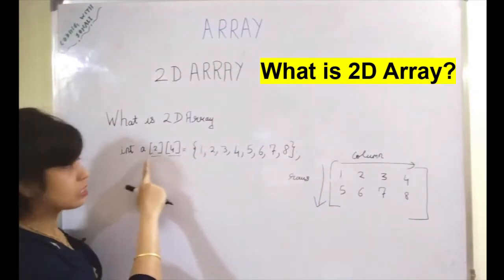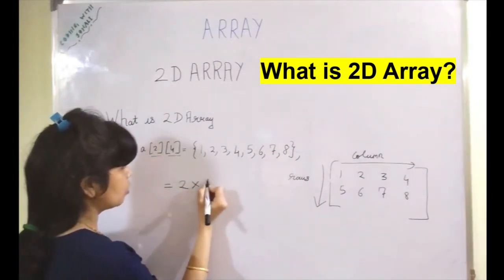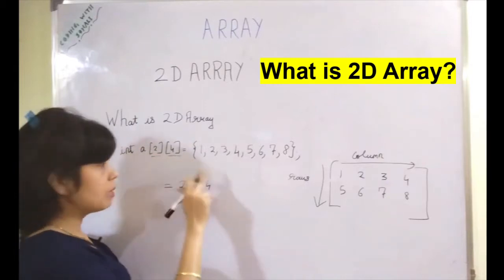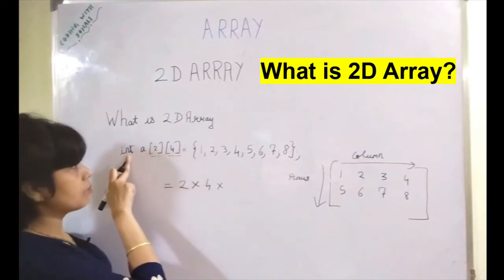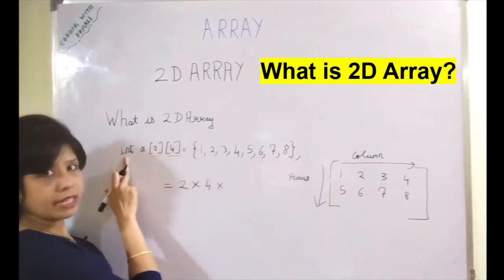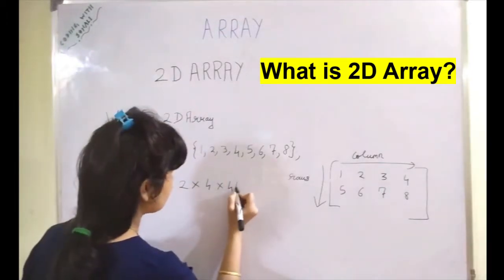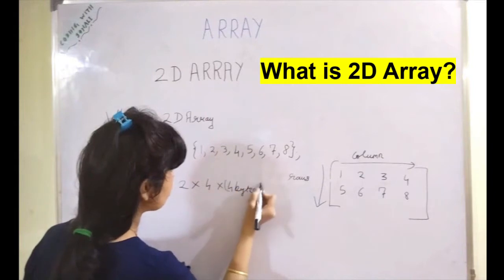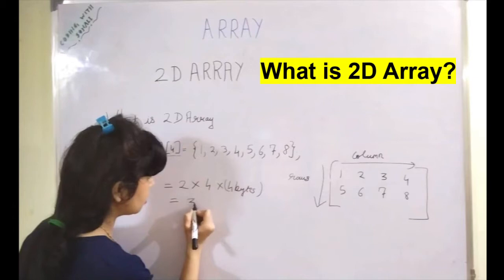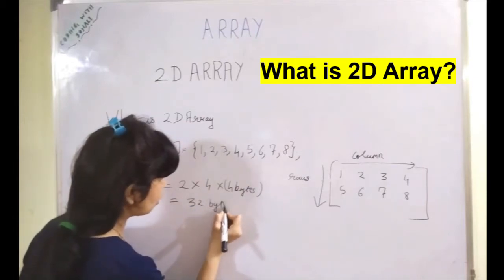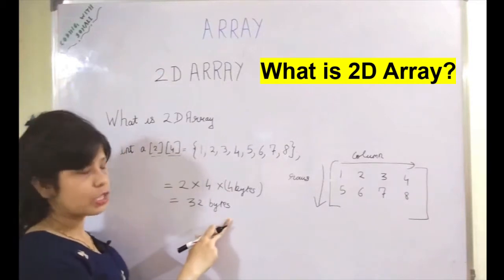How many bytes will this 2D array occupy? The size will be 2 into 4, that is rows into columns, into the size of the data type of the elements. These elements are of the data type integer, and we know that an integer occupies 4 bytes, right? Therefore we multiply by 4. So 2 into 4 into 4 is 32 bytes. Overall, this 2D array will take 32 bytes of space in memory.